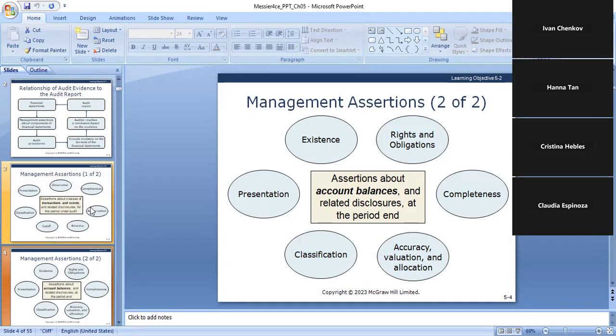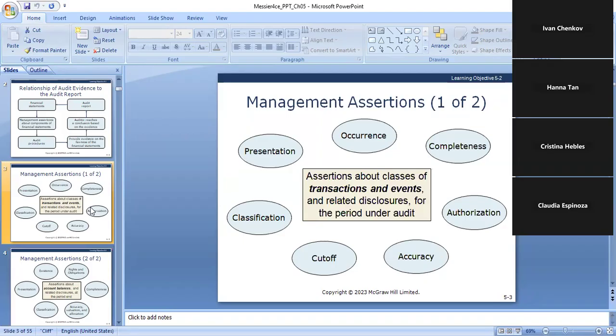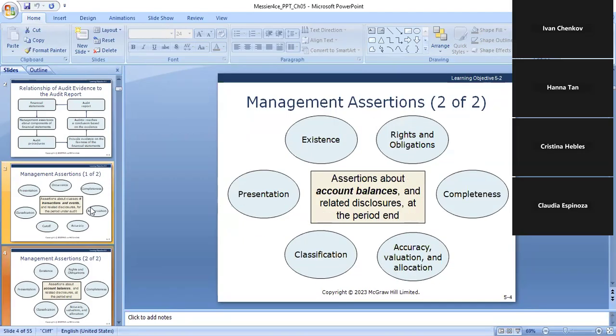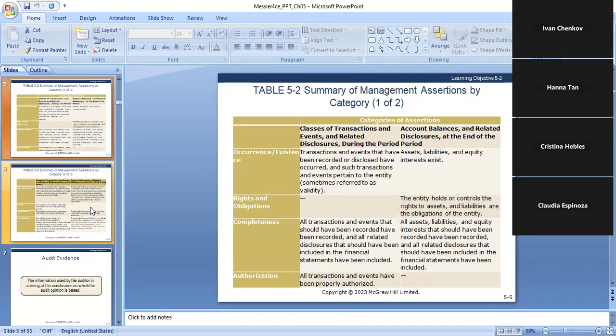Again, clockwise. We're going for the existence, rights and obligations, completeness, accuracy, classification, presentation. Presentation is the one that ends the story. At the end, we have the presentation. Here at the end, we also have the presentation. So now let's go on to the transaction and events.